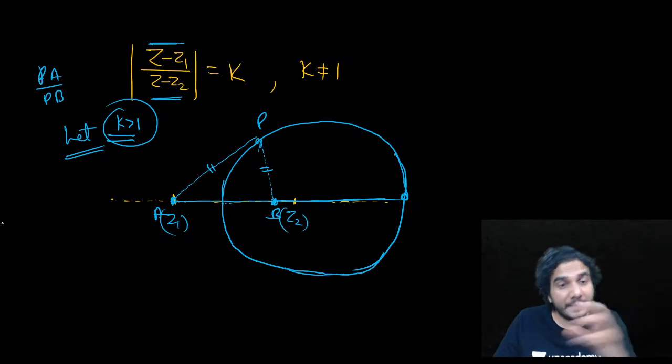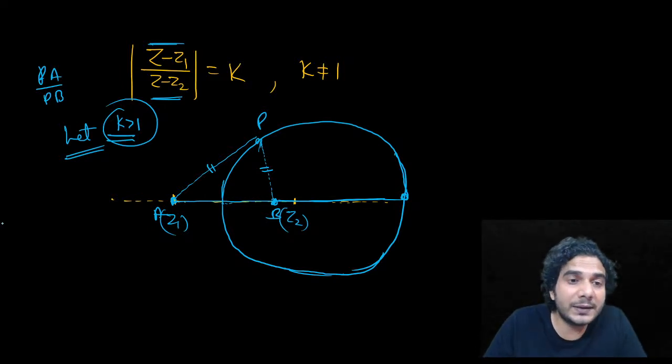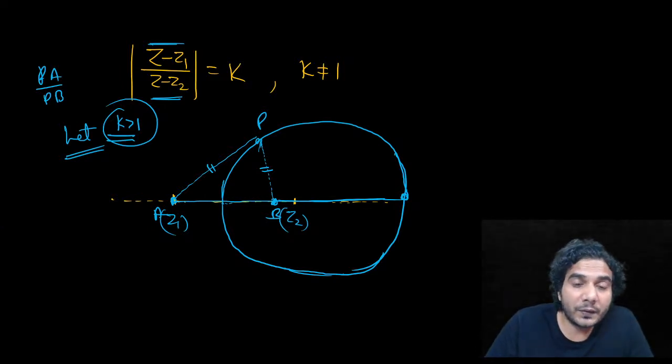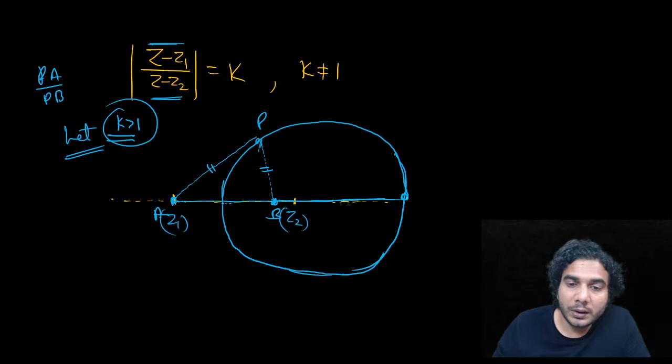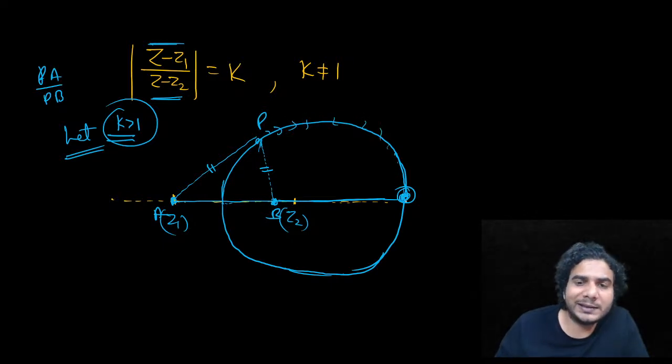So if k is less than 1, that means the distance of z from z2 will be more than the distance of z from z1. So for each point of this circle, that should hold. So you can compare it with this point. If P comes to this point, then you can clearly see that the distance of P from A is more than the distance of P from B. So depending on the ratio, whether the ratio is more than 1 or less than 1, you can answer it.